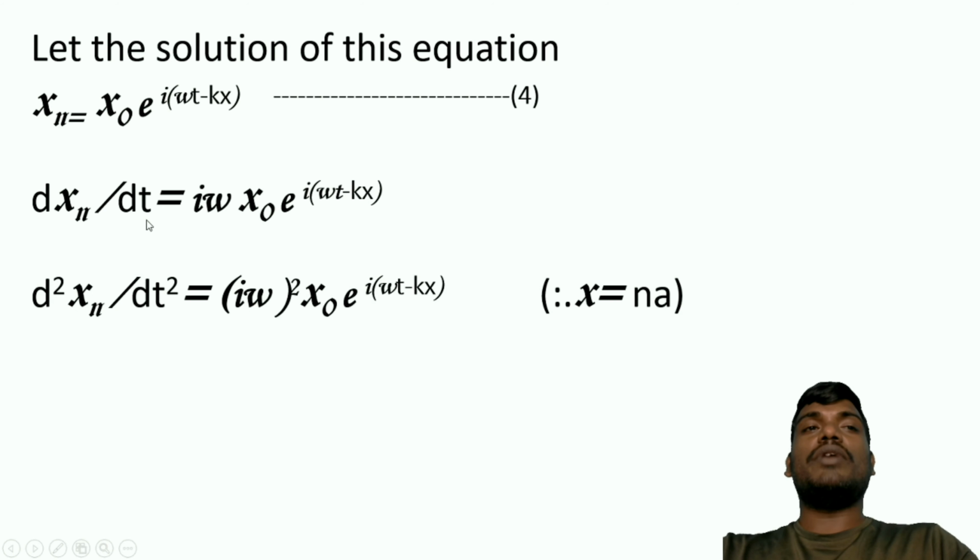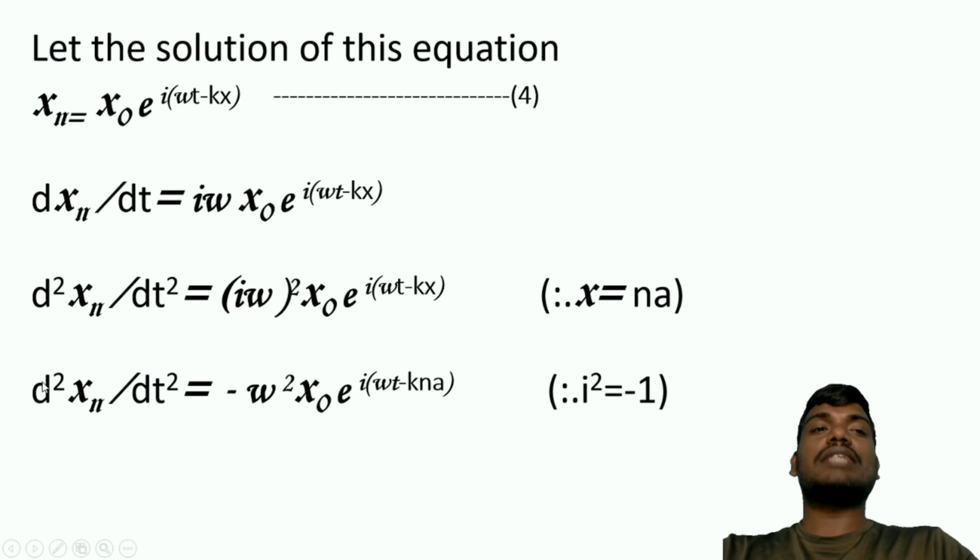Next, the second time derivative: differentiate the above equation with respect to t. d²xn/dt² is equal to (i omega)² x naught e to the power of i(omega t minus kx). x indicates the position and n indicates the number of positions, with a as the equal distance, so x is equal to n into a. Substituting the value, we get d²xn/dt² is equal to minus omega square x naught e to the power of i omega t, where x is replaced by na. Then substitute the na value in the equation.